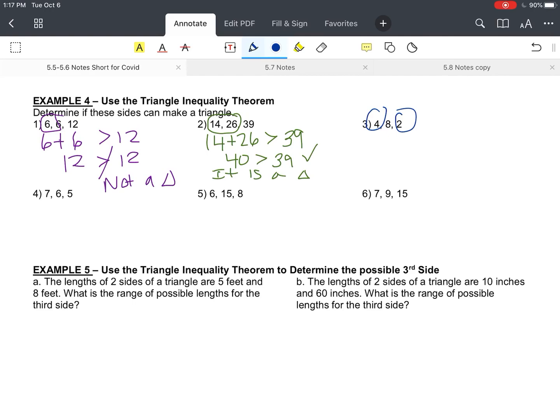Number 3, again, I have to choose the two smallest sides. The two smallest sides are 4 and 2. They're out of order this time, but that's okay. So I'm going to see if 4 plus 2 is greater than 8. Well, 6 is not going to be greater than 8, so this is not a triangle.